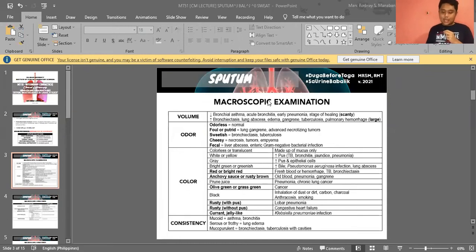Now, for consistency, mucoid is asthma and bronchitis. Serous or frothy, lung edema, and mucopurulent, you have bronchiectasis and TB with cavities. All right, so that's for macroscopic.